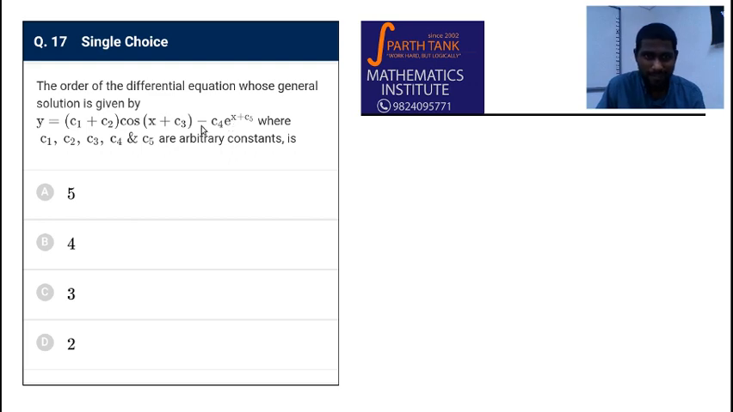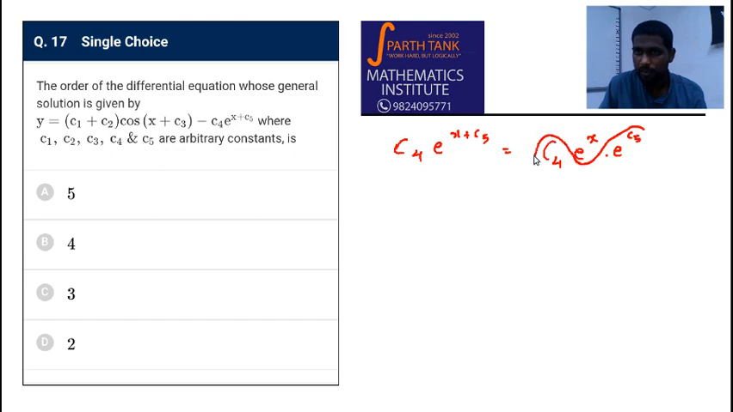See here, take the second term, C4 e to the power (x + C5). It can be written as C4 e to the power x into e to the power C5. Now e to the power C5 is a constant, and this whole thing, arbitrary constant into another arbitrary constant, is some other arbitrary constant. We can call it one particular constant k1, let us say k1 e^x.